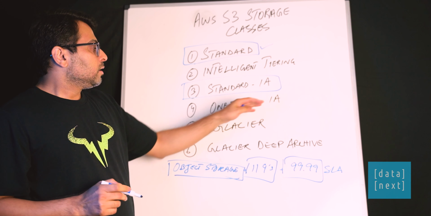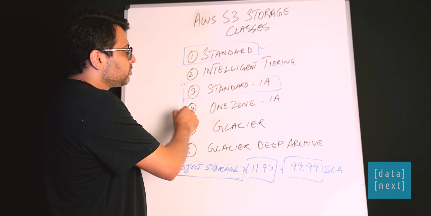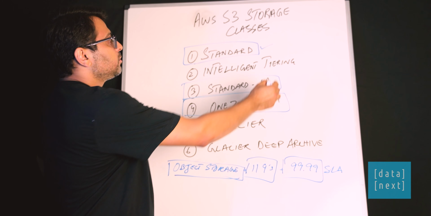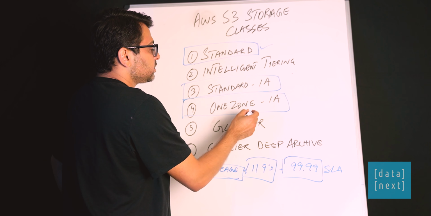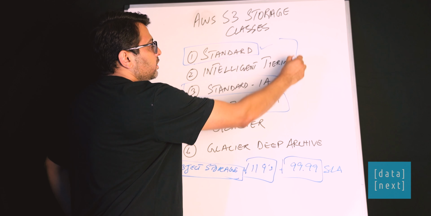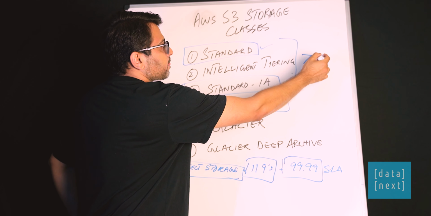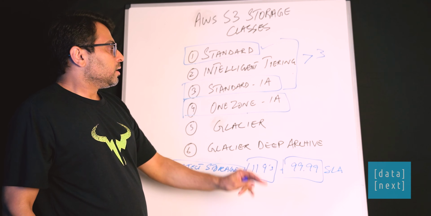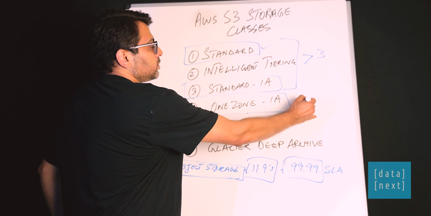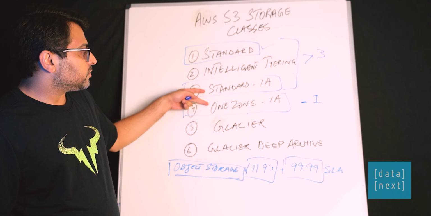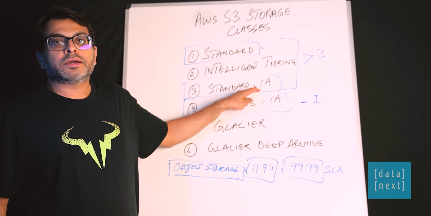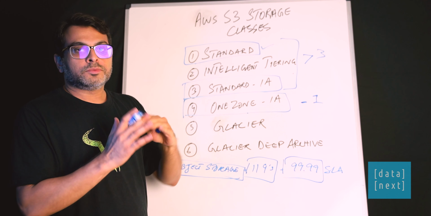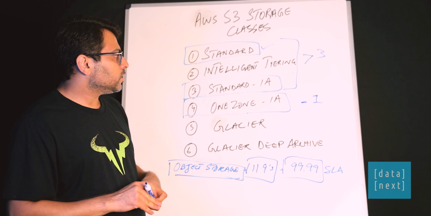Then number 3 and 4, for example, One Zone infrequent access, are kind of the same. These top three, the Standard, Intelligent-Tiering, and Standard IA, keep your data across 3 availability zones. But One Zone-IA is only in one availability zone. So that's the difference between these two. Your data won't be replicated across 3 availability zones in the cloud. With One Zone, it will be only in one availability zone.